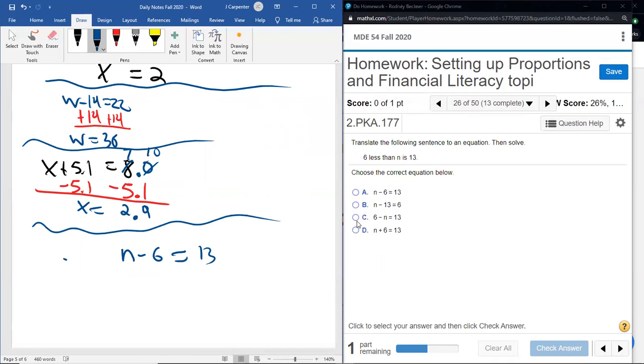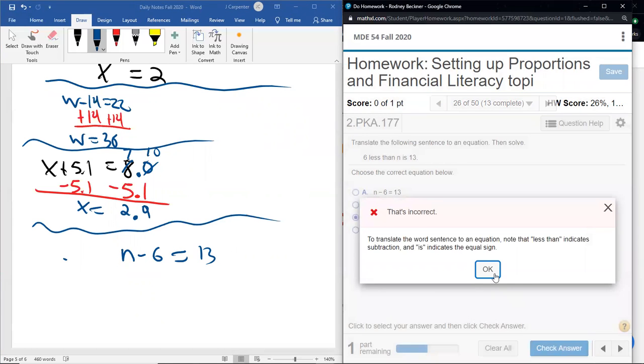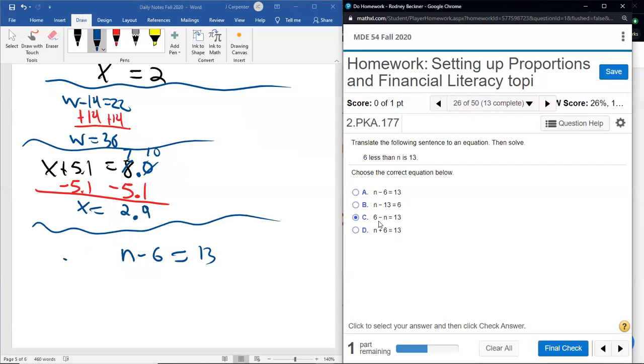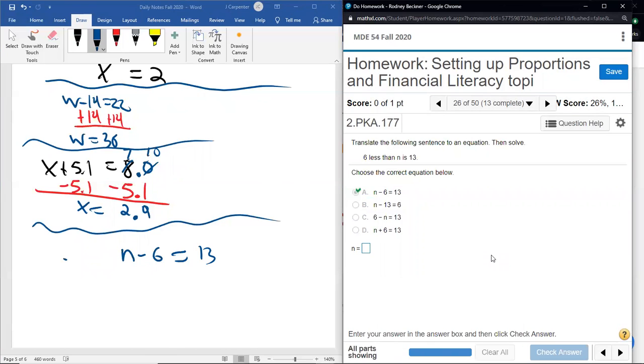Maybe you don't trust me on that less than. Let's try C, 6 minus n. Check. Nope. Note, less than indicates subtraction, but they don't even remind you that they reverse it. So you might, well, that is a subtraction. Well, again, Mr. Beckner reminded you at least multiple times that it reverses it.